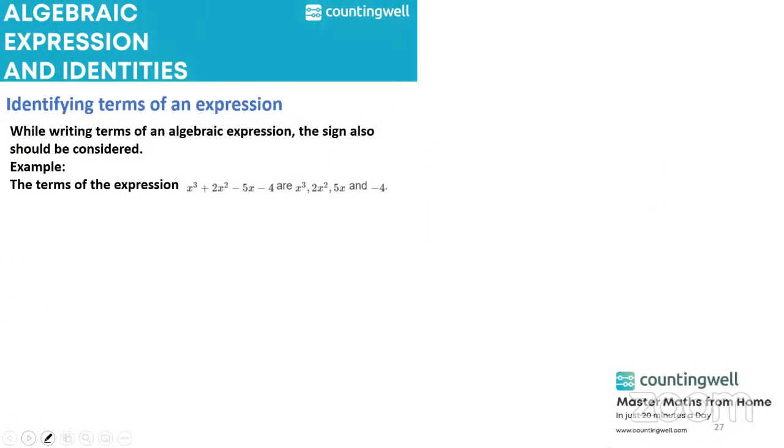Also, while writing terms of an expression, the sign should be considered. So when you are writing the terms of the expression x cube plus 2x square minus 5x minus 4, the terms will be plus x cube, plus 2x square, minus 5x and minus 4. So you have to take the terms along with the signs involved. For that, you can see the left side of that term. So here you can see minus, so it is minus 4. Here you can see it's minus 5, so you can take minus 5.